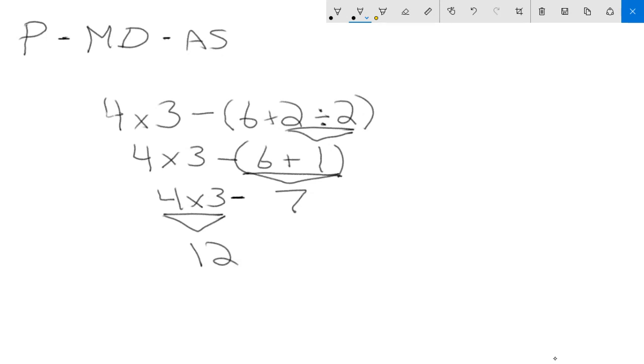Carry down everything I haven't used. I didn't use the subtraction symbol and I haven't used the 7. I only have one thing left to do, and that's 12 minus 7. 12 minus 7 is 5. All right, and this one is solved. I'm done. There are no more symbols in there, so there's nothing else that I can do with this. This is as simplified down as I can get it.